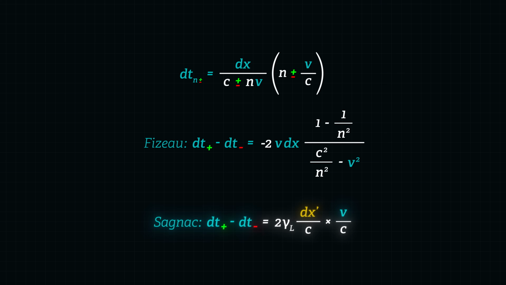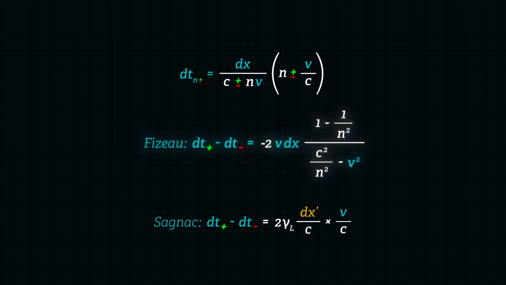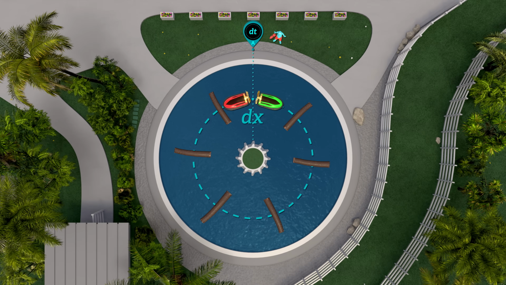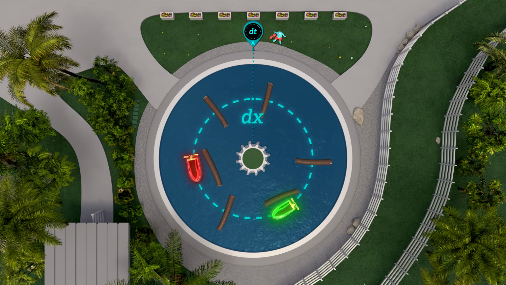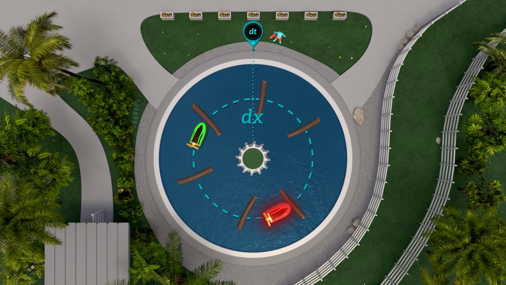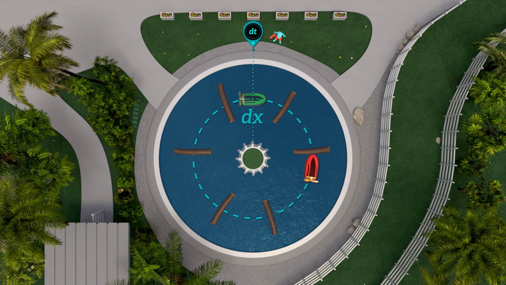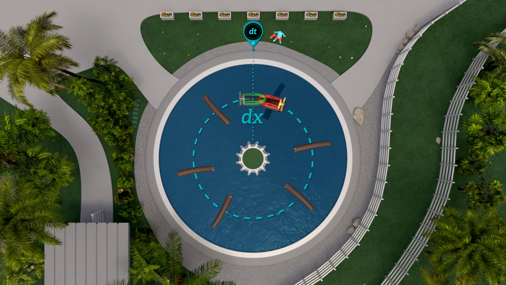We see that the difference in elapsed time for the downstream versus upstream signals is a function of the refractive index n. And this is what is found in a Fizeau experiment. Also note that it will take more time to travel the distance dx upstream than downstream. In other words, the green hovercraft travels downstream faster than the red hovercraft travels upstream in a Fizeau setup. That's opposite of what we found in a Sagnac setup.